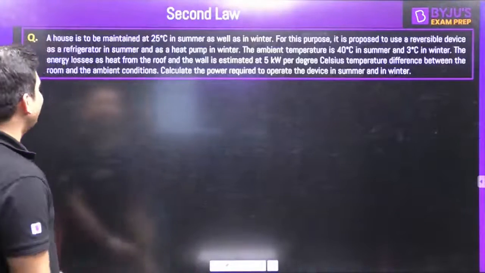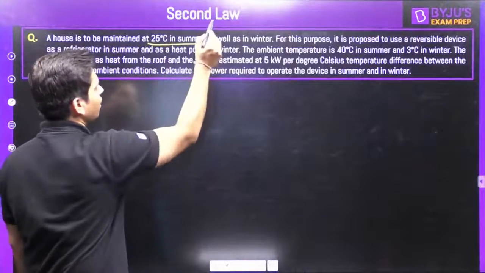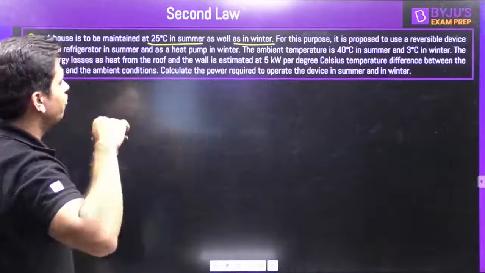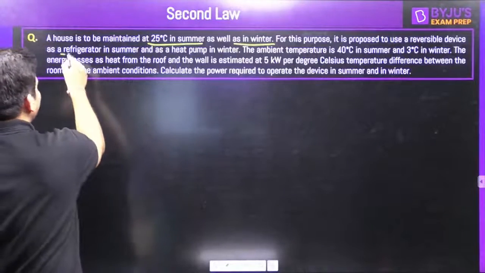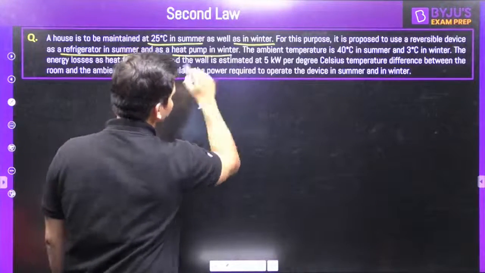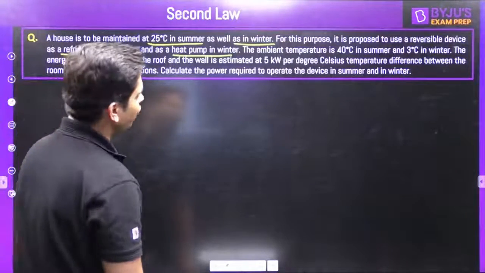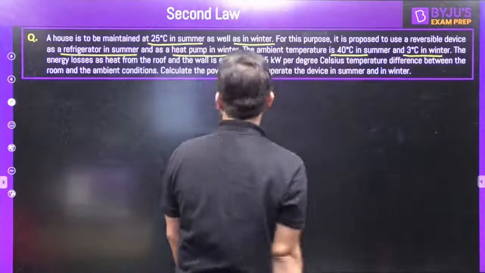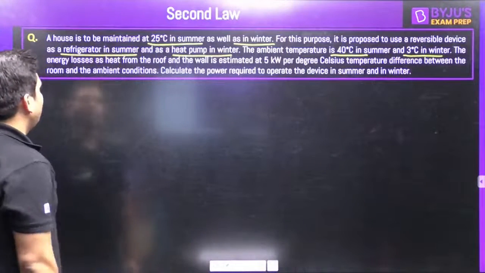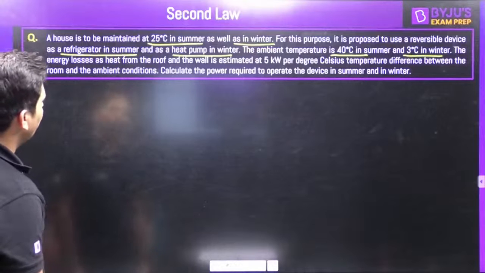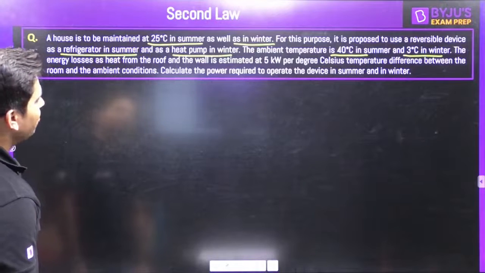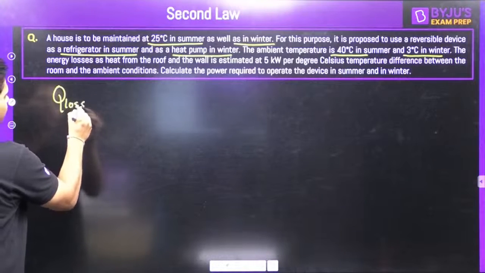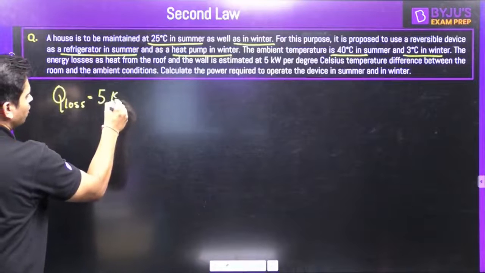Our house is to be maintained at 25 degrees Celsius in summer as well as in winter. For this purpose, it is proposed to use a reversible device as a refrigerator in summer and a heat pump in winter. The ambient temperature is 40 degrees Celsius in summer and 3 degrees Celsius in winter. The energy loss as heat from the roof and the walls is estimated to be 5 kilowatts.